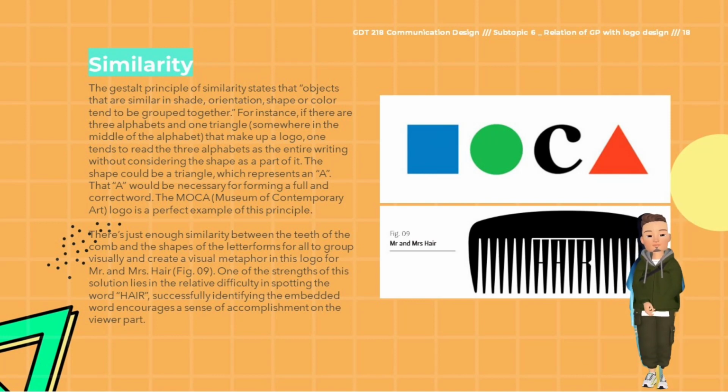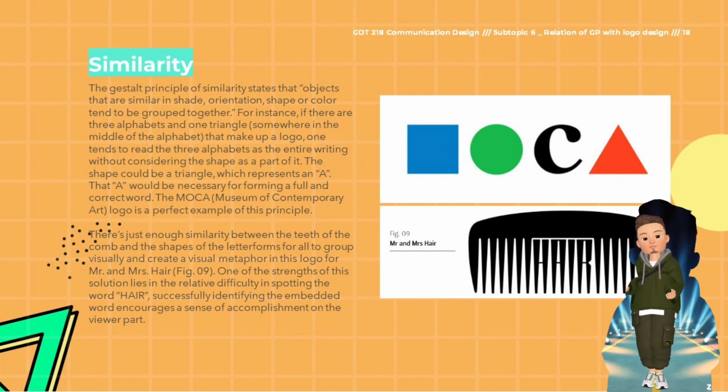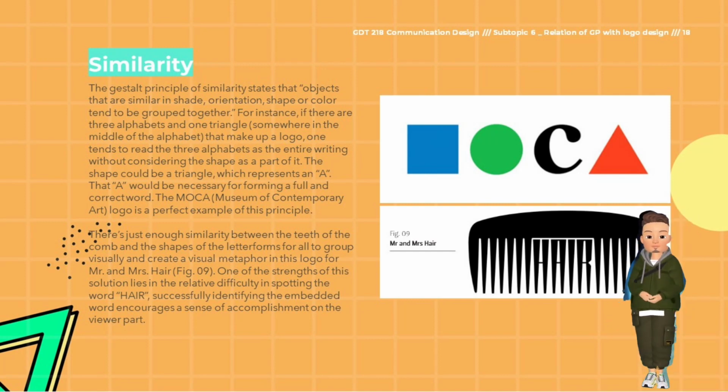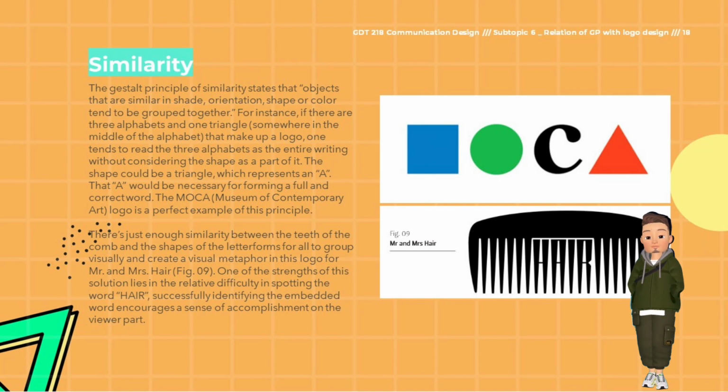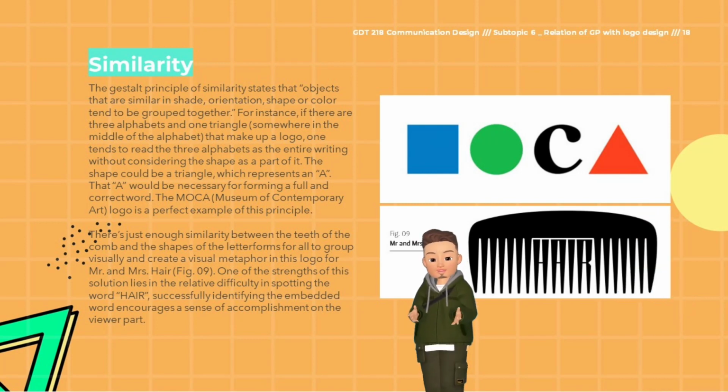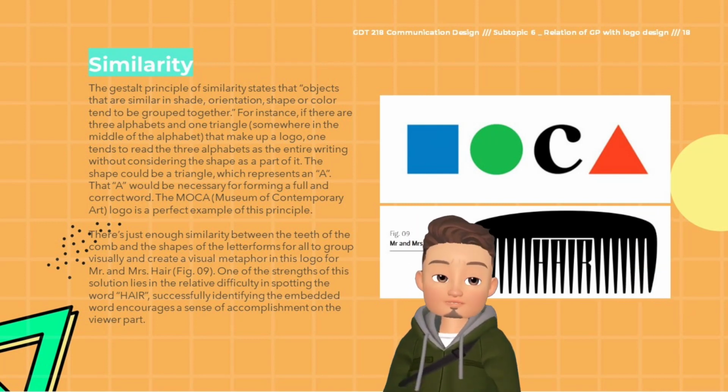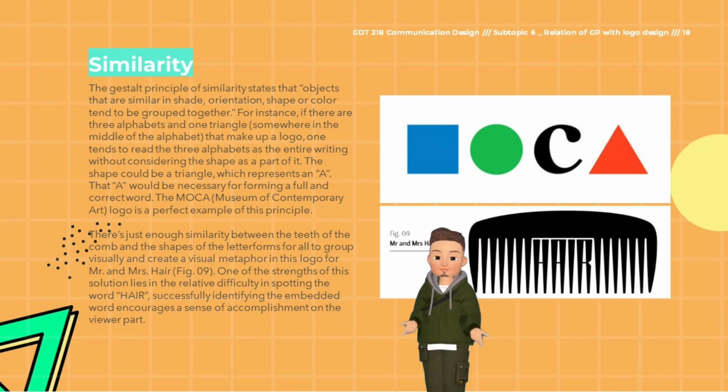The Gestalt principle of similarity states that objects that are similar in shade, orientation, shape, or color tend to be grouped together. For instance, if there are 3 alphabets and 1 triangle somewhere in the middle of the alphabet that make up a logo, one tends to read the 3 alphabets as the entire writing without considering the shape as a part of it. The shape could be a triangle, which represents an A. That A would be necessary for forming a full and correct word.